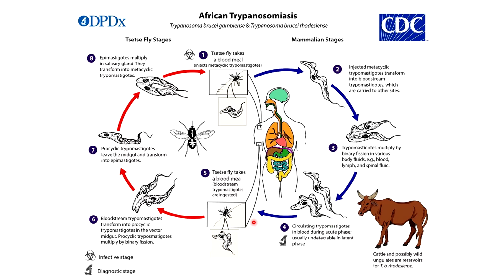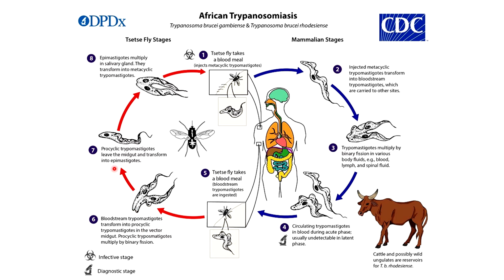So the cycle then continues when another tsetse fly bites an infected human and takes a blood meal from that human. It then ingests the bloodstream trypanomastigotes, and once inside the midgut of the tsetse fly, the bloodstream trypanomastigotes become procyclic trypanomastigotes, and these procyclic trypanomastigotes also multiply by binary fission.